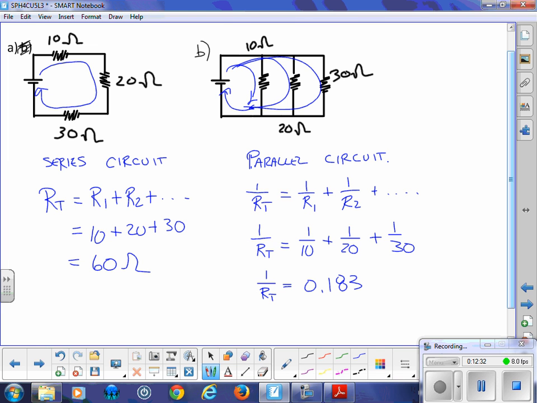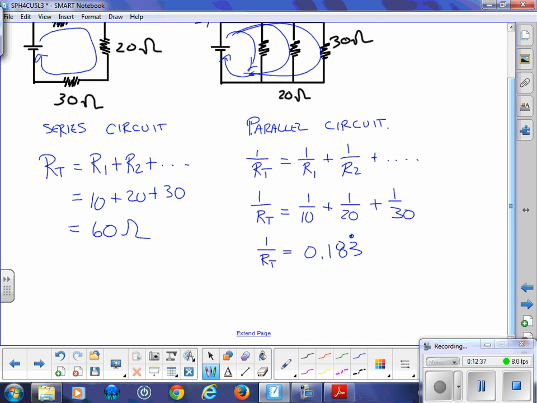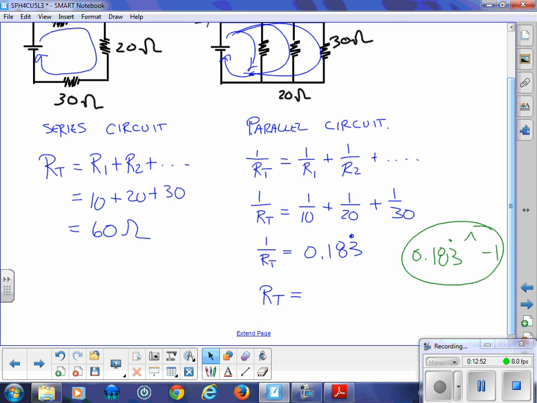0.183 repeated. Don't delete that from your calculator, because what we need to do is flip this fraction to make it RT. So what you do then is take this 0.183 and go to the exponent, -1 on your calculator. Some calculators will have an x to the -1 button that looks like this. You can just hit that button, but leave it on the exact value. I'm just going to go exponent -1, and I get my final answer of 5.45 ohms.